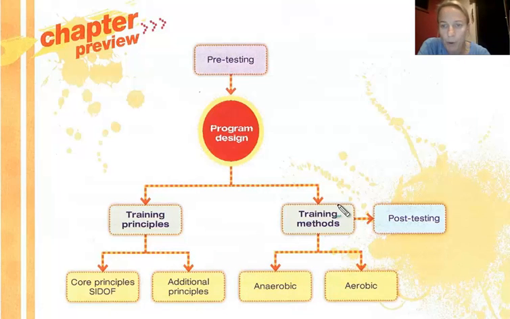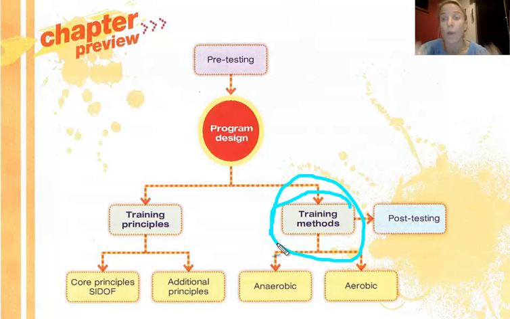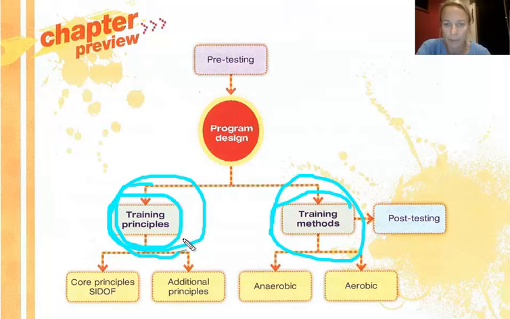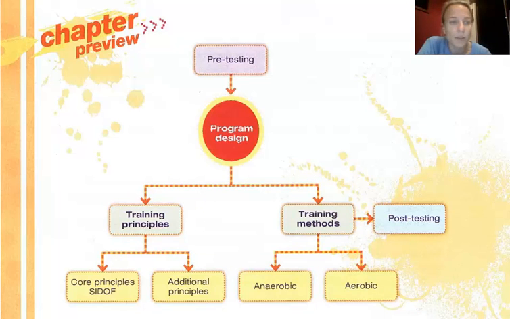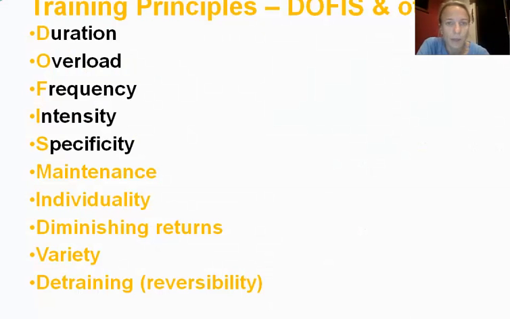So when we're writing programs, we have to consider what type of methods are we going to use, such as continuous training, weight resistance training, but also what are the guidelines, what are the principles that help us to determine how much weight or how many times that we do things or how far we do things. So they're the training principles.